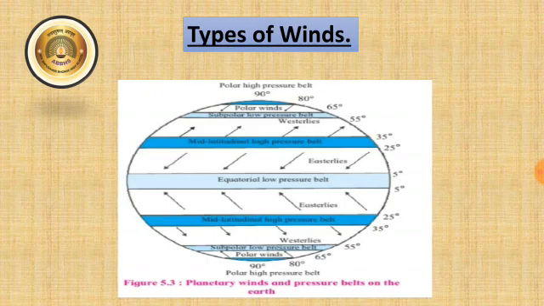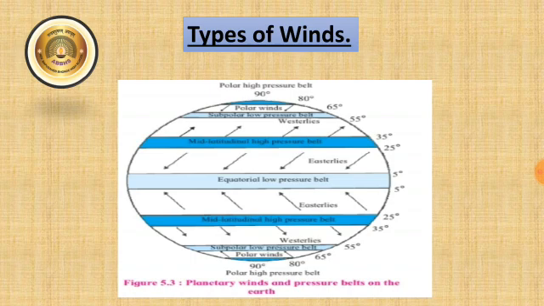Now, what are westerlies? Now, in both the hemispheres, the winds that blow from the mid-latitudinal high pressure belt between 25 degrees to 35 degrees parallels to the subpolar low pressure belt between 55 degrees and 65 degrees parallels are called the westerlies. Now, the original direction of the westerlies change due to the rotation of the earth. In the northern hemisphere, they blow from southwest to the northeast, whereas in the southern hemisphere, they blow from the northwest to the southeast. So, these are westerlies.